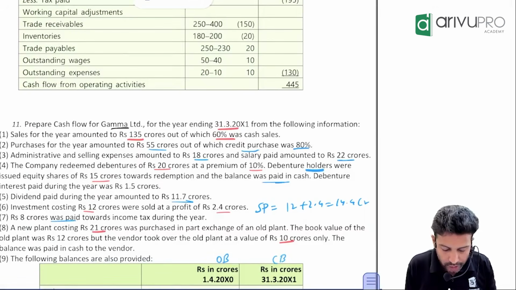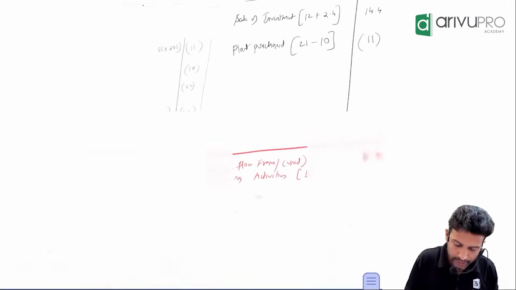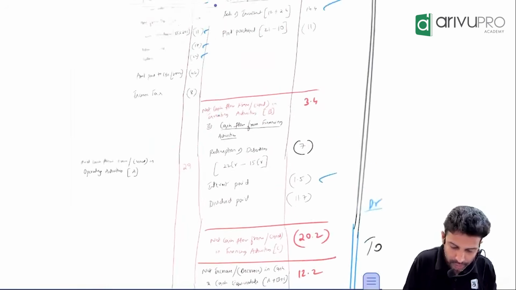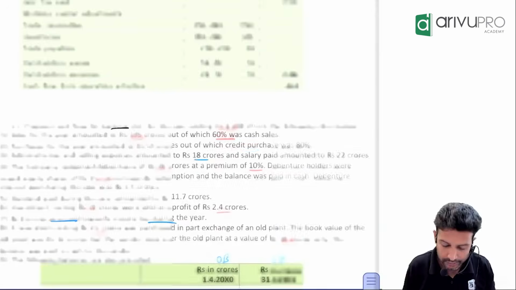Next, 8 crore was paid for income tax. Income tax paid, what activity? Operating. Under operating activity, 8 crore, the last line item they would have shown here. Income tax, it's a payment, so negative.